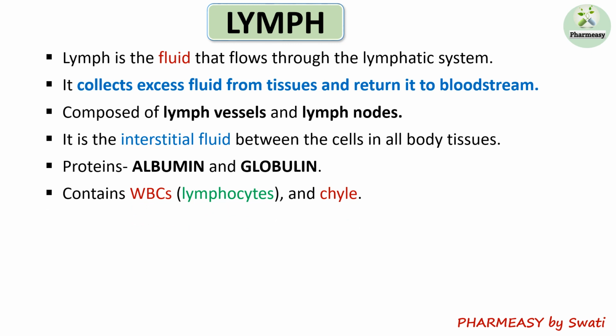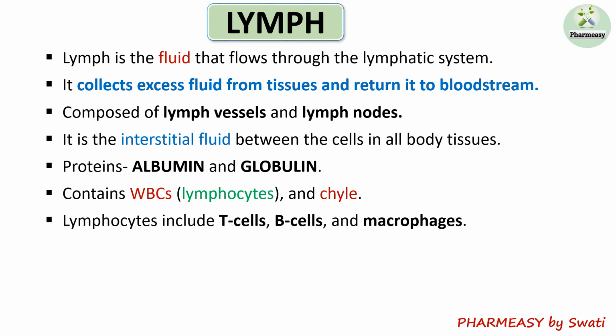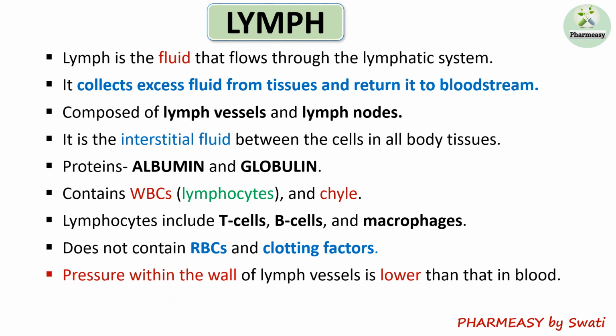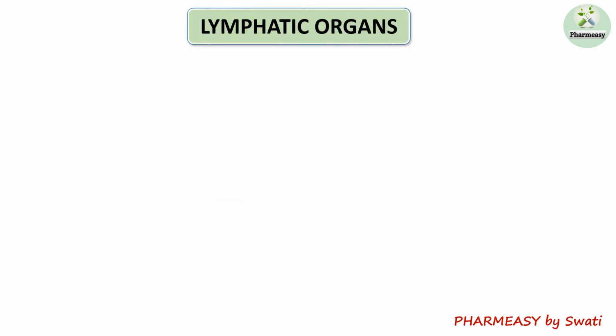Lymphocytes are the cells present in lymph, and it includes T cells and B cells and macrophages. Lymph does not contain red blood cells and clotting factors. Interestingly, pressure within the wall of lymph vessels is lower than that in blood, and lymph flows more slowly than blood. Now, next topic is lymphatic organs.